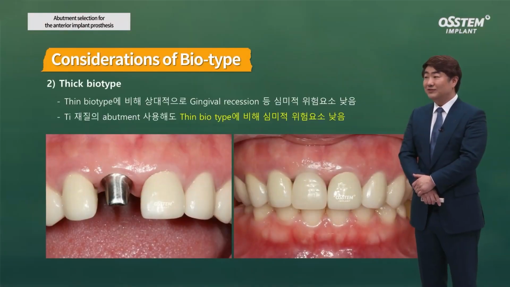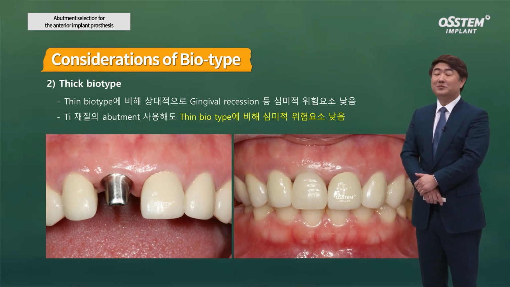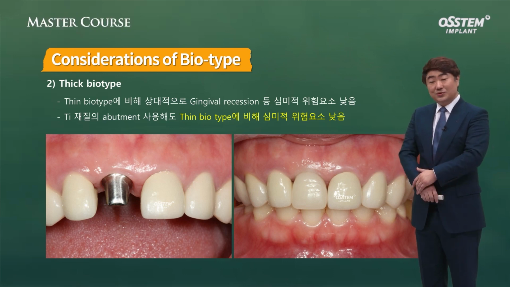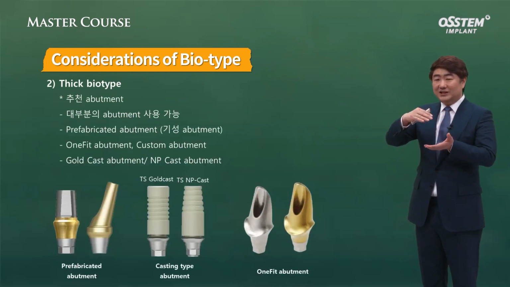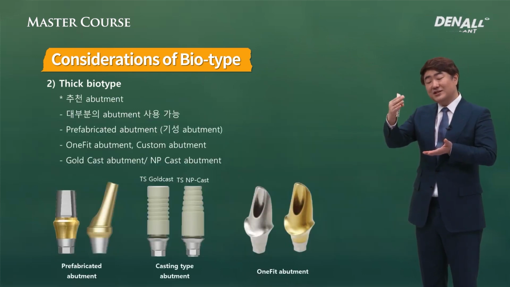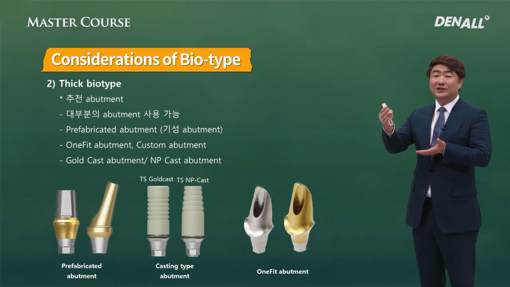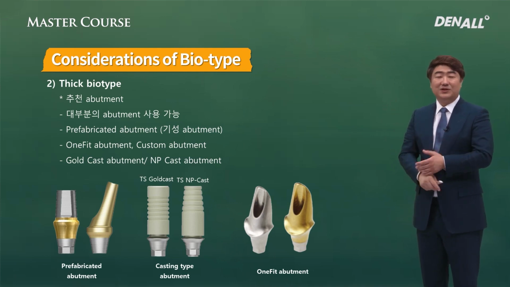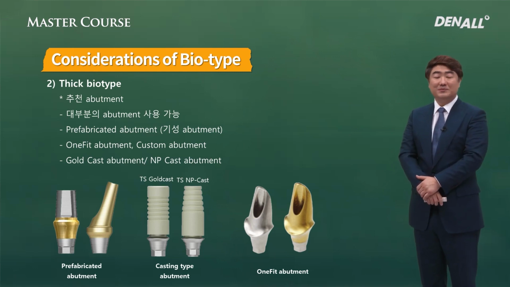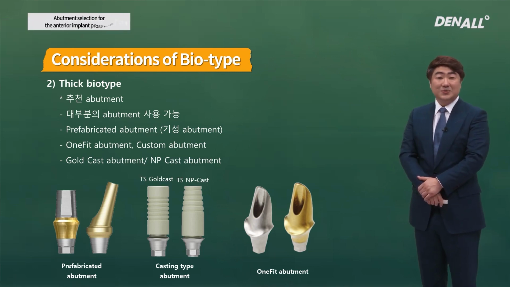If it's a thick biotype, then the abutment shadow doesn't really create an aesthetic problem, so any abutment type can be used. But if the gingival margin changes and results in recession, there could be exposure. So even in a thick biotype, if possible, an aesthetic abutment, in other words a zirconia abutment, will be better for many reasons.